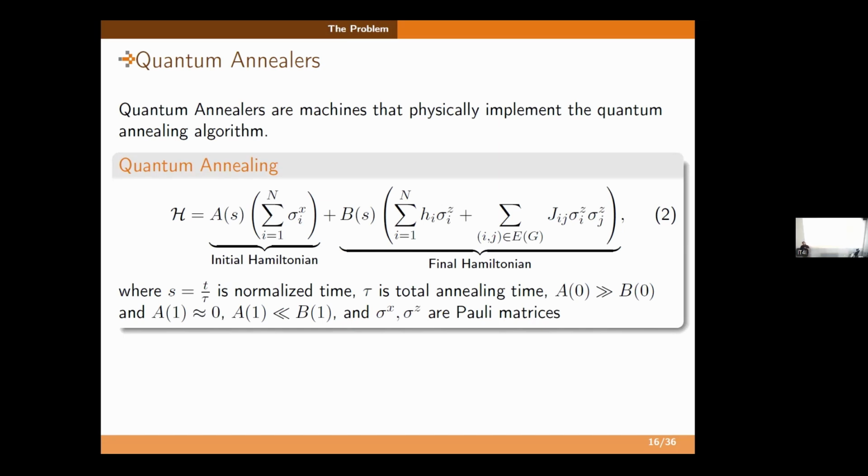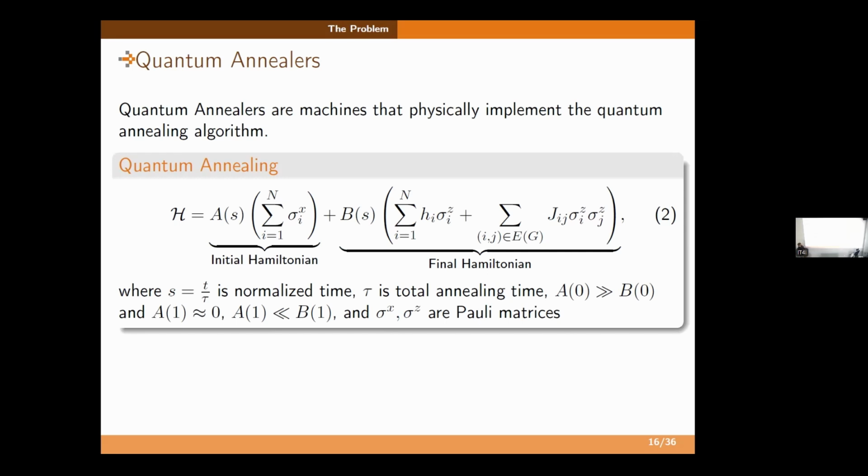In general, I don't know if there are any physicists here. No, okay. So I will go the mathematician's way. But the idea here is that we have some system that is composed of two Hamiltonians, which we call the initial Hamiltonian and the final Hamiltonian, where the Hamiltonian is some function that is mapping states to energies. So the idea is that we have these two steering functions A and B, which are depending on time, because here we called S the normalized time. And the idea is that we are evolving the system really slowly.